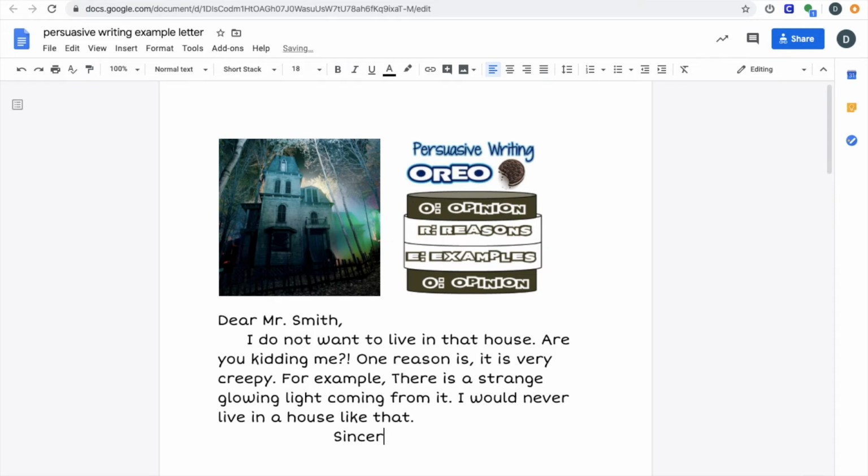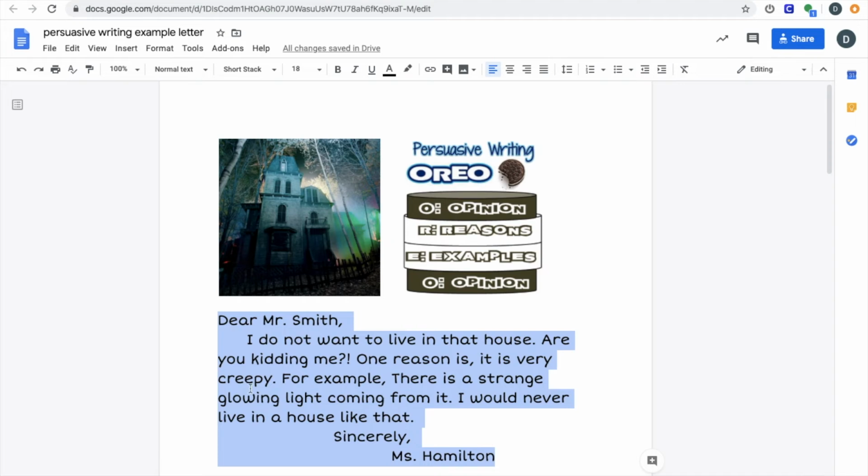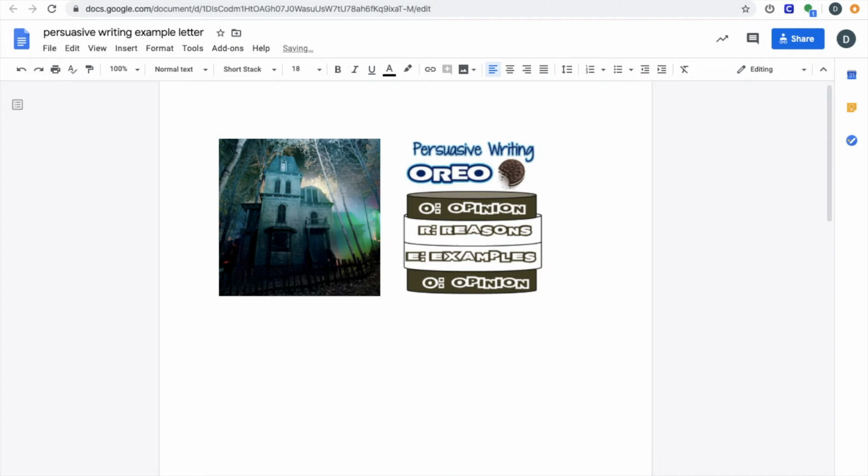Now I put my closing. A lot of times when we write letters, we write sincerely. So I'm going to write sincerely, Miss Hamilton. Now my opinion in this letter was that I don't want to live in the house. I could have a different opinion. I could want to live in the house Mr. Smith showed me. So I would write my greeting again. Dear Mr. Smith.